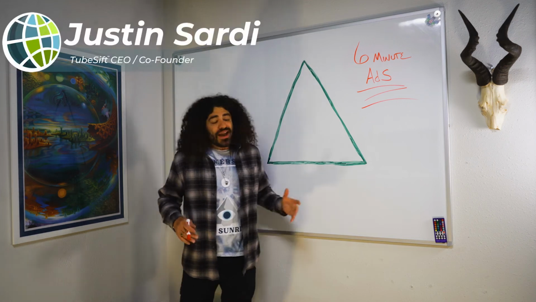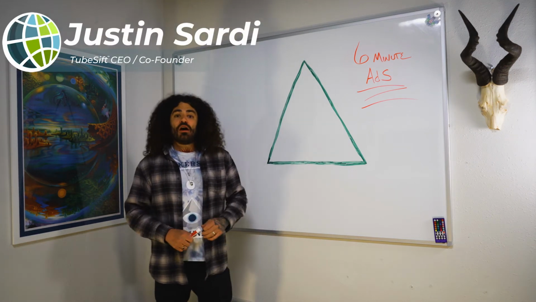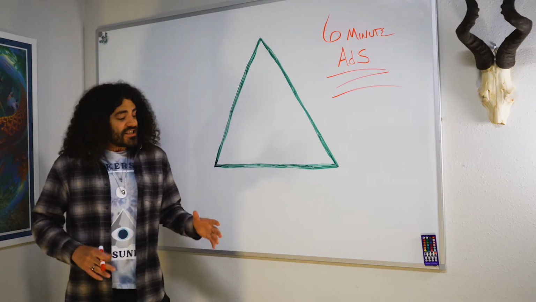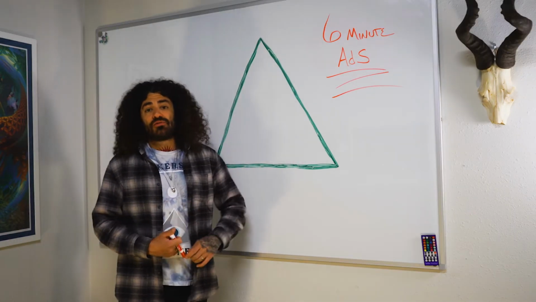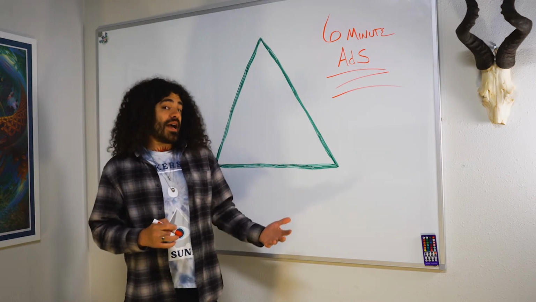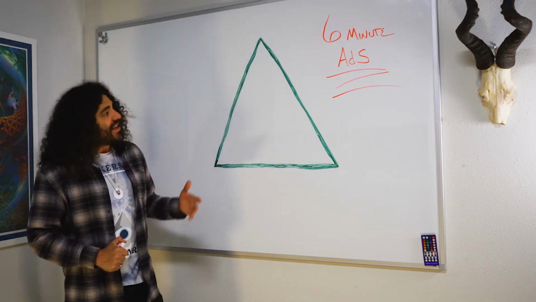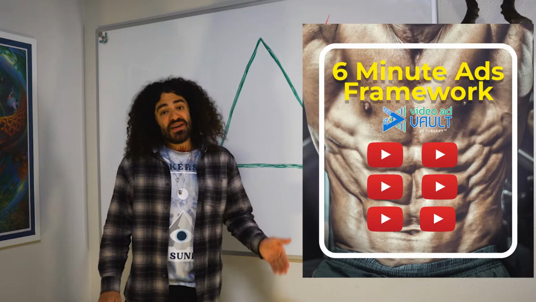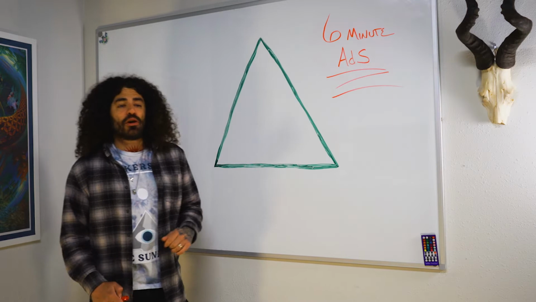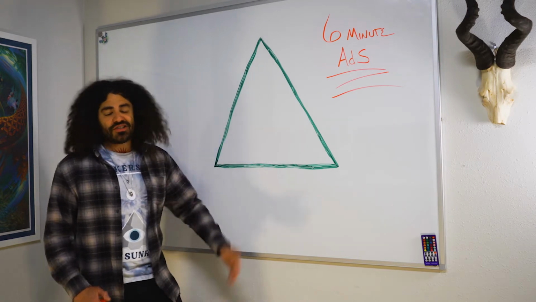Here at TubeSift, we have analyzed thousands and thousands of YouTube ads and figured out exactly what works. We've essentially taken everything that we've learned from running our own ads and using Video Ad Vault to analyze what types of ads are working, and we've boiled it down into what I like to call the 6-minute ads framework. And there are 3 specific parts to this framework, which is why I have a triangle sitting behind me.